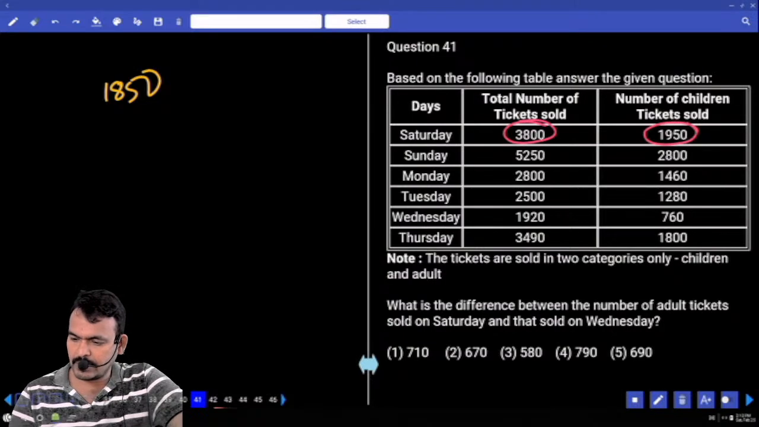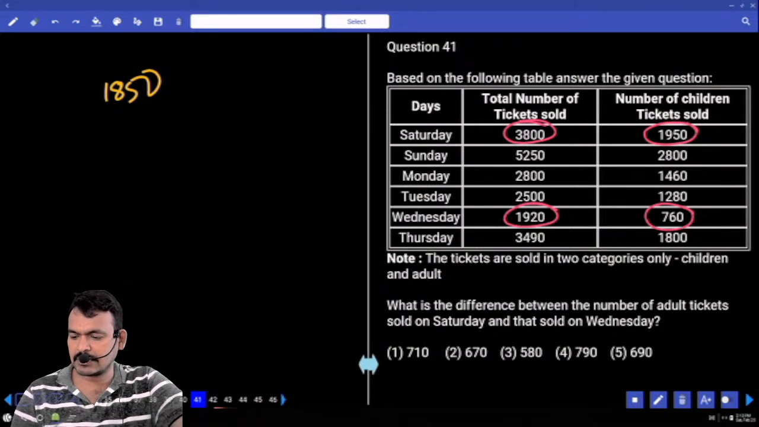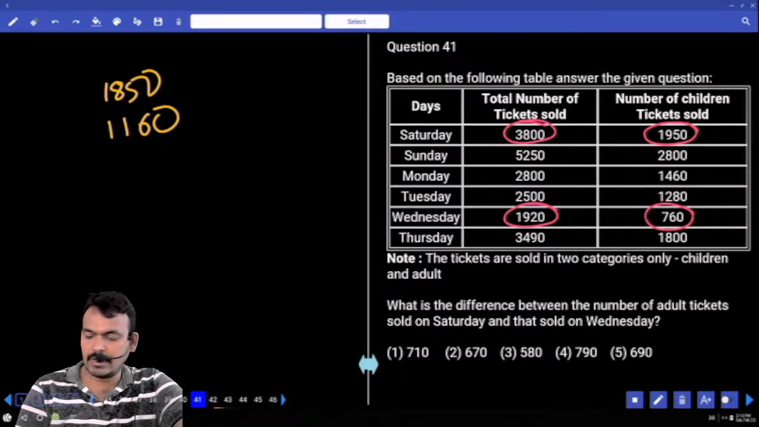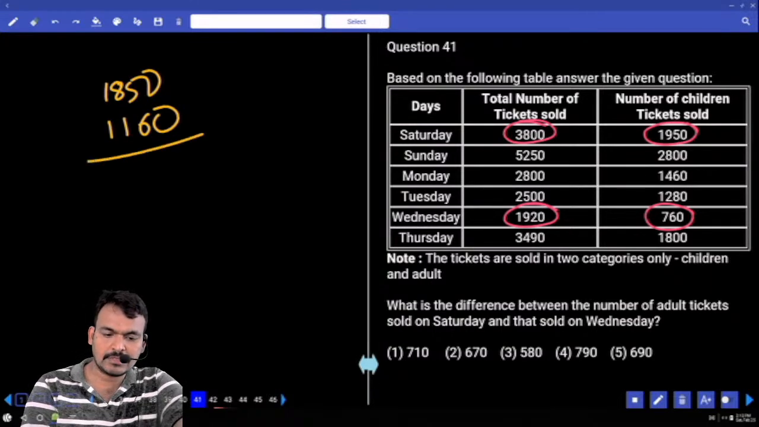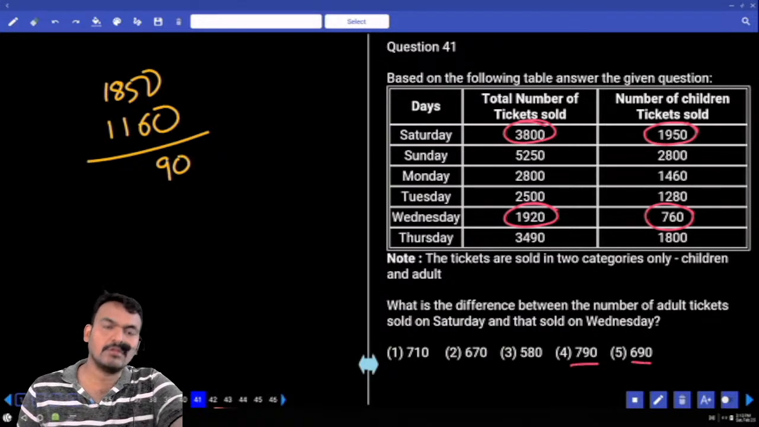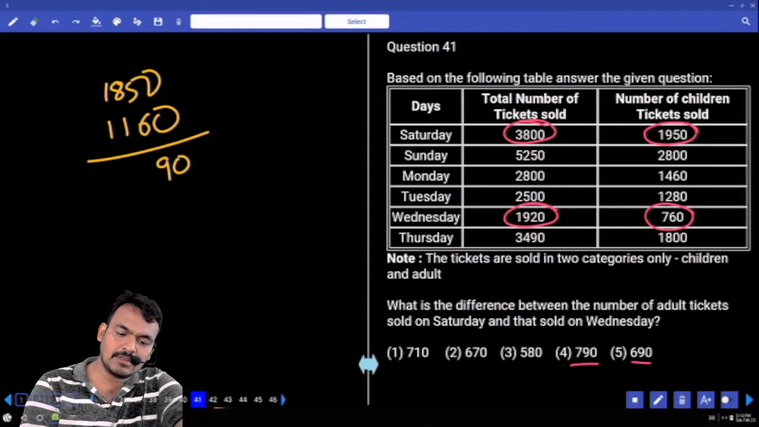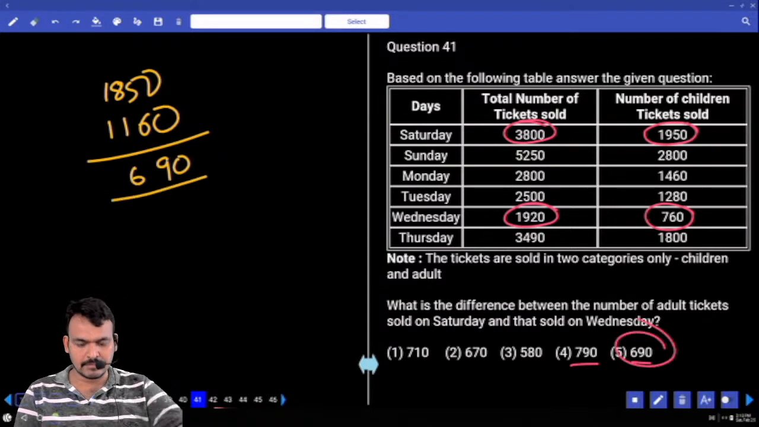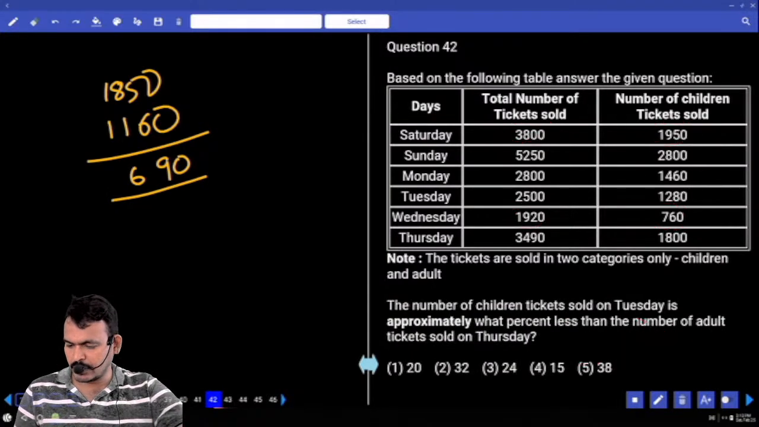Again, Wednesday. Wednesday total is 1920. In that, children are 760. What is the remaining? 1160. Okay. We require difference or sum? Difference. 1850 minus 1160 is 690. Two options are there. Then the answer is 690.